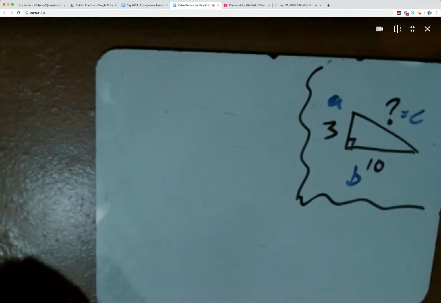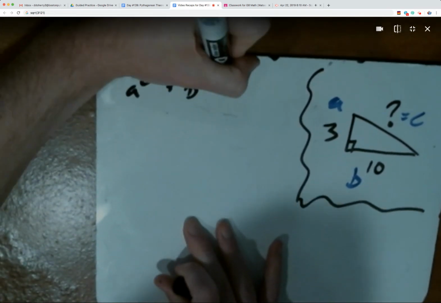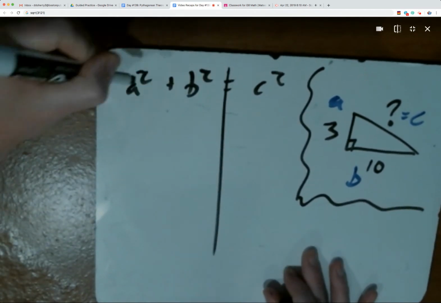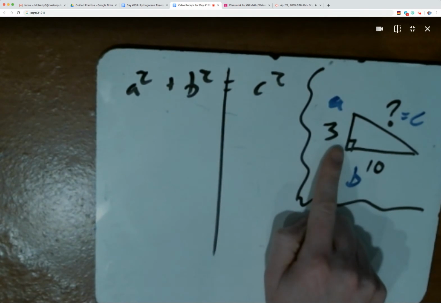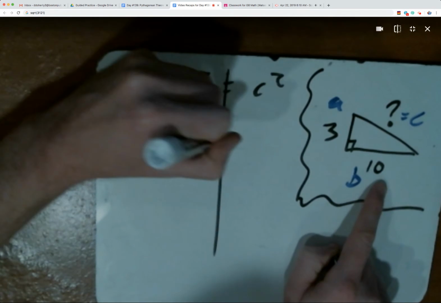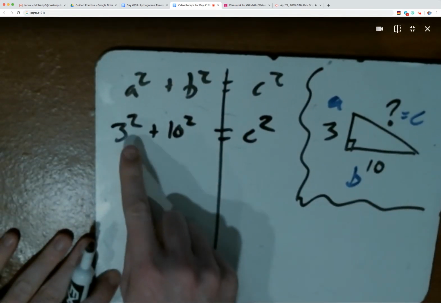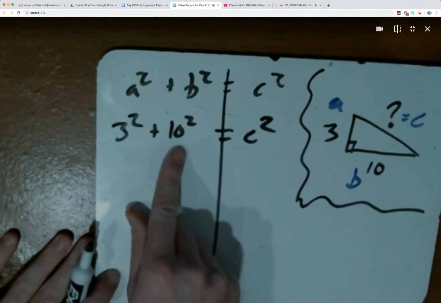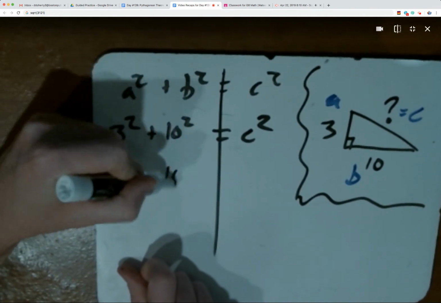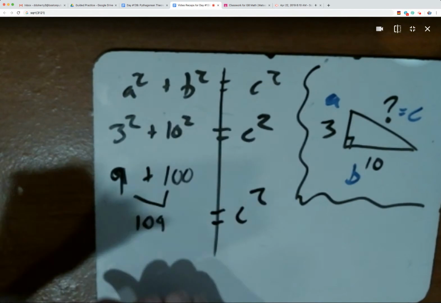So in that situation, we take our formula, A squared plus B squared equals C squared. And we know that A could be replaced by 3, B could be replaced by 10, so this becomes 3 squared plus 10 squared equals C squared. Order of operations takes over now. It's just numbers on the left side of the expression. So 3 squared is 9. 10 squared is 100. And when we add those together, we get 109. That's equal to C squared.